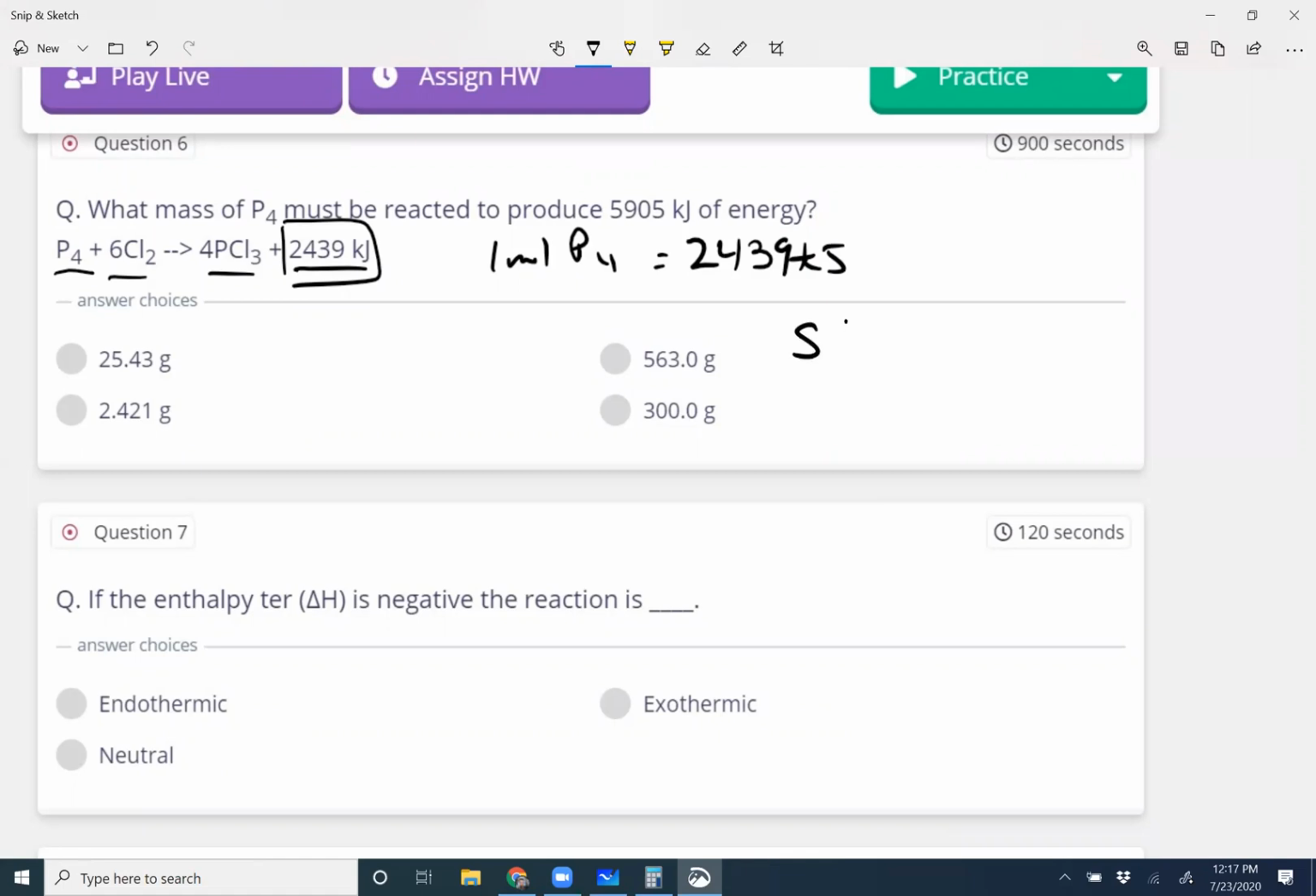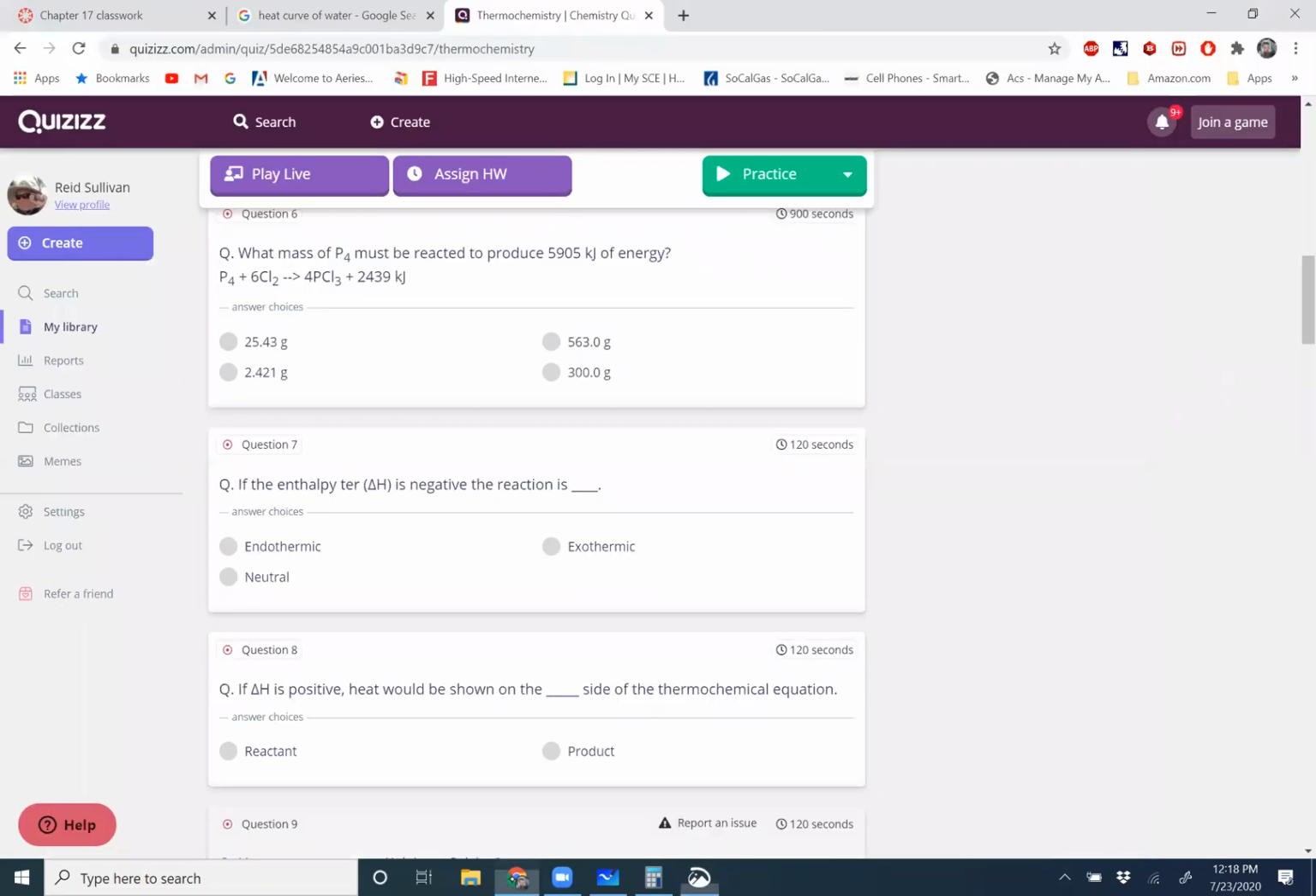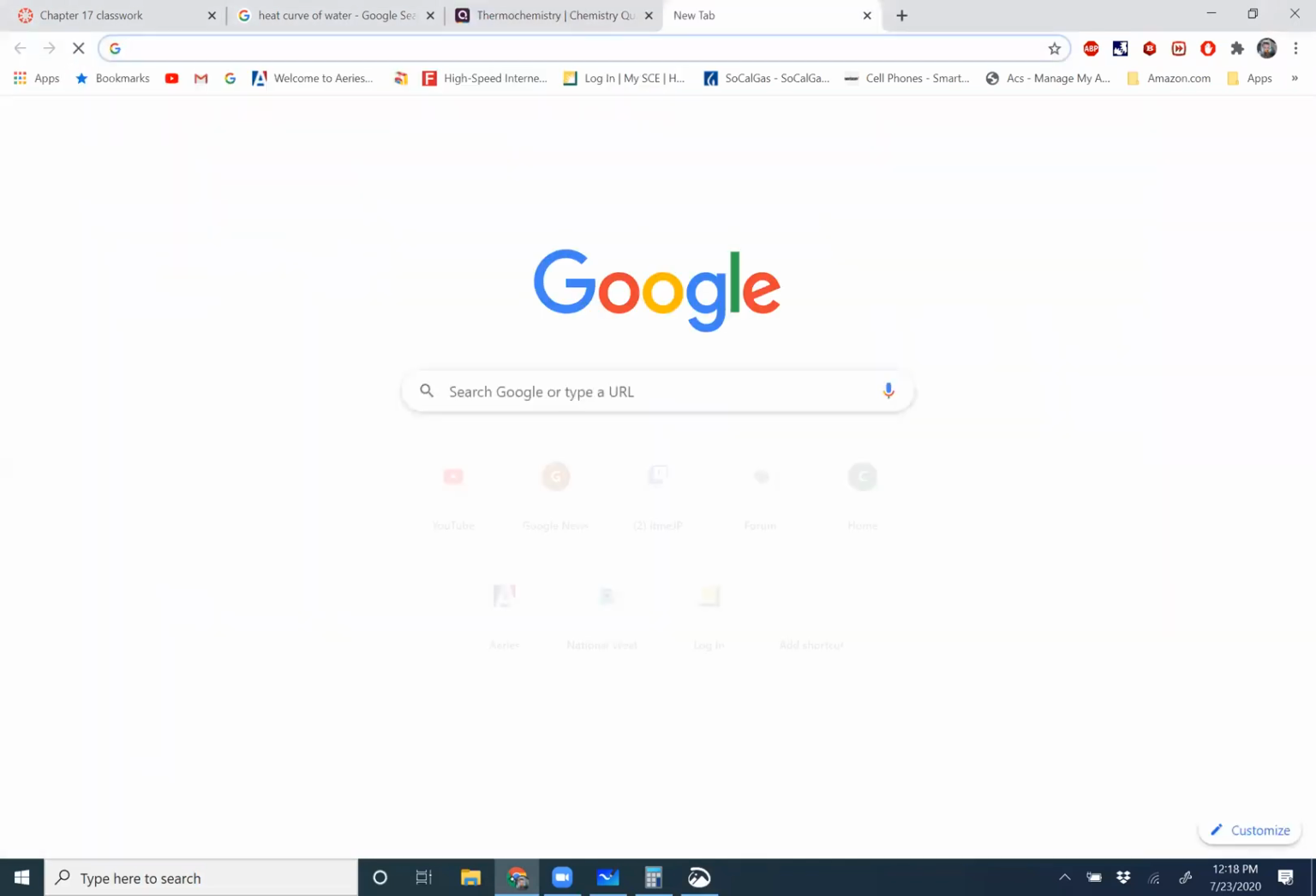So now we have 5,905 kilojoules, and we want to know how many moles of phosphorus that is. Well, for every 2,439 kilojoules, we have 1 mole of phosphorus. But the question asks for mass, so for every 1 mole of phosphorus, we need the grams of phosphorus. I think phosphorus is like 31 or 32, whatever your periodic table says.